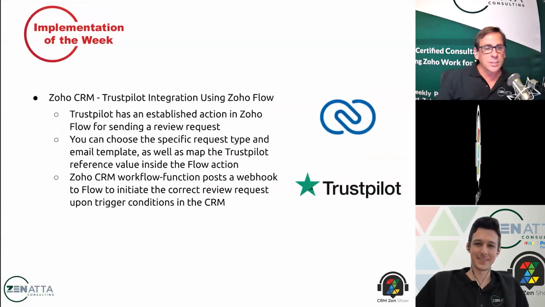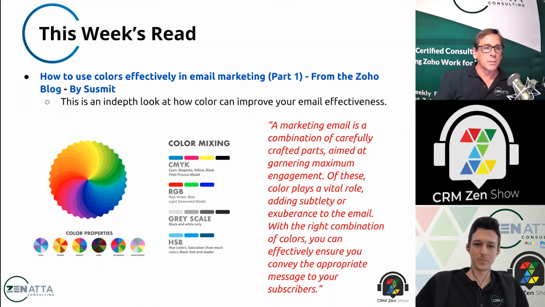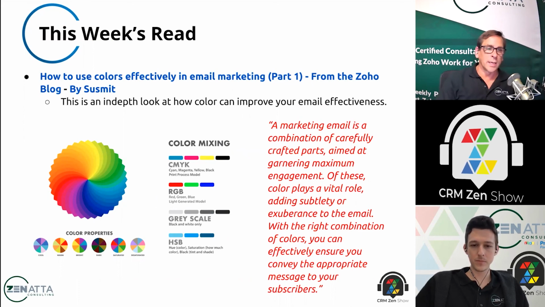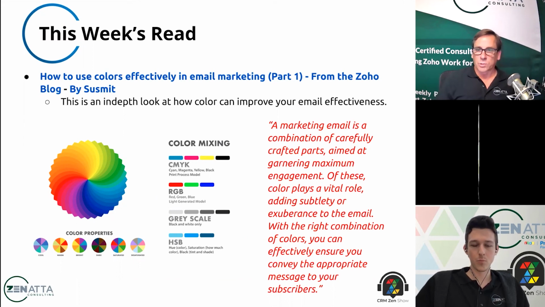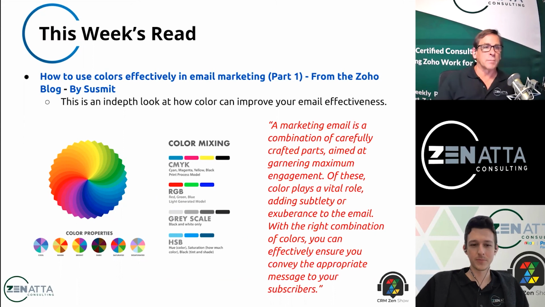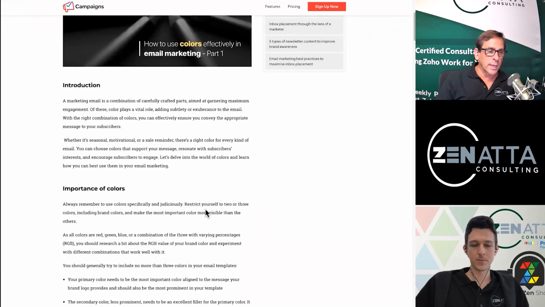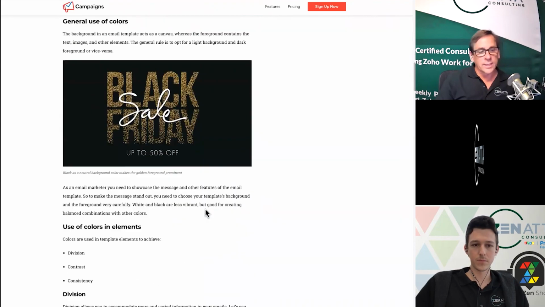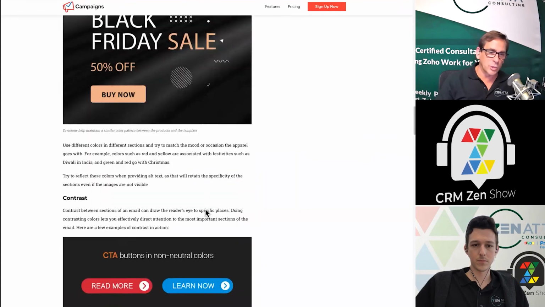All right. That brings us to this week's read. This is from Zoho, and basically it's how to use colors effectively in email marketing. It's by Susmit. Zoho does that, no last names, I don't know if that's last first, but there it is. But wow, what a great job. Kudos to Susmit because this is just part one, but he does a deep dive on what stands out, what doesn't stand out, why you want to use colors, how you should separate things, and what you should do.